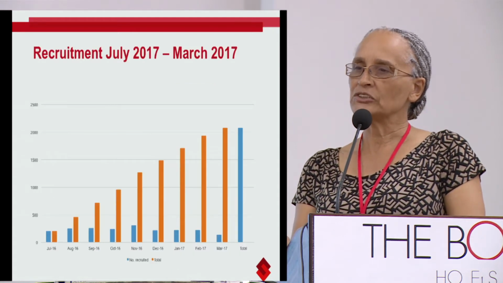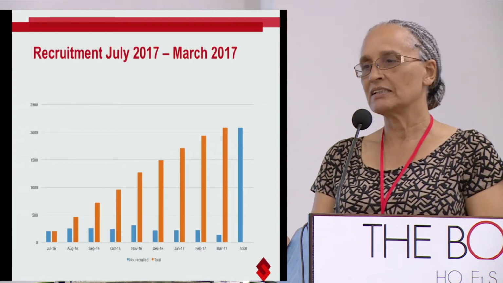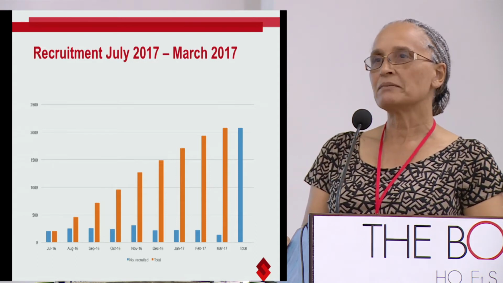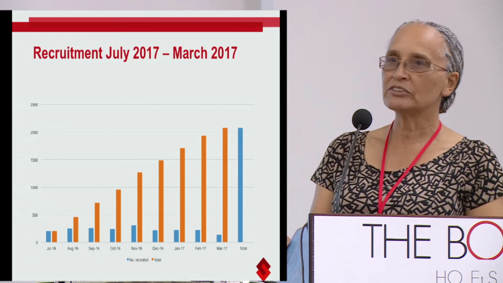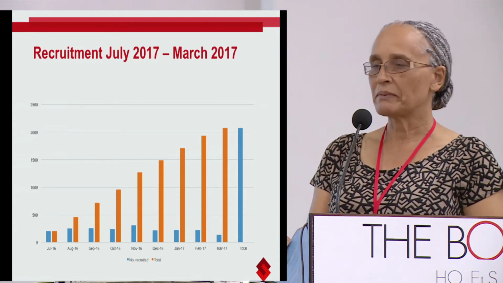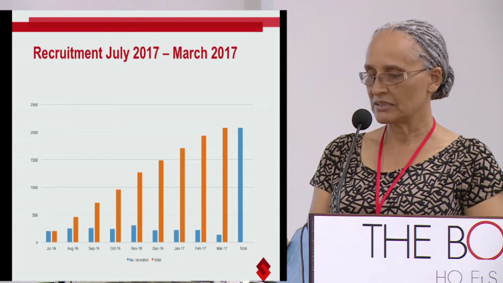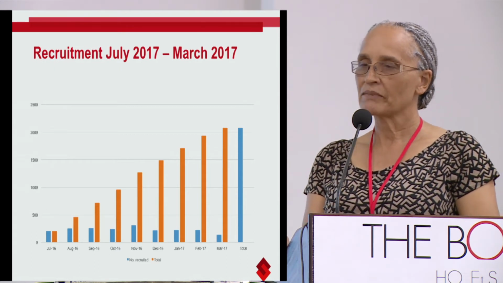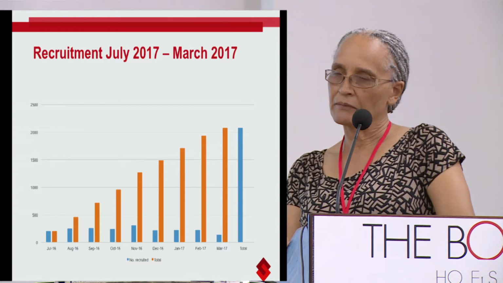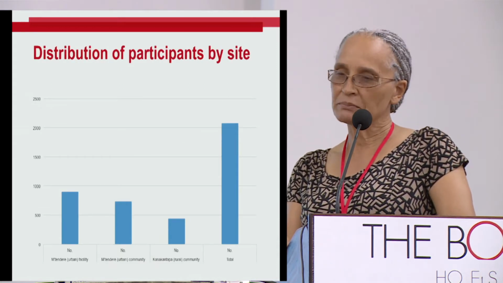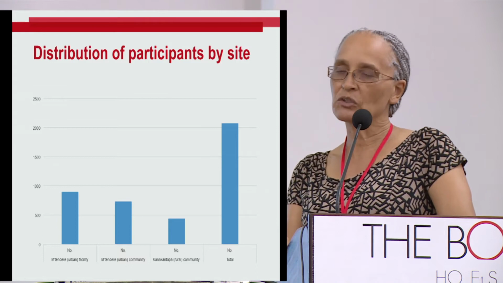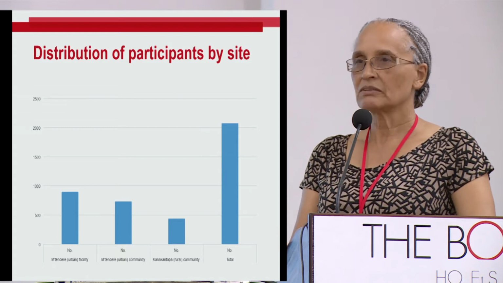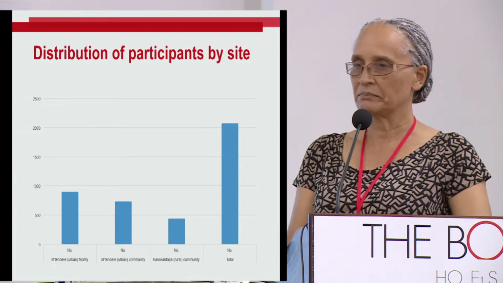Between July 2016 and March 2017, we have had an average recruitment of slightly over 200 participants per month, and we have slightly over 2,000 participants at this moment in time. Looking at the distribution between the sites, we have more participants from the urban health facility, followed by the urban community, and the rural community had the fewest participants.